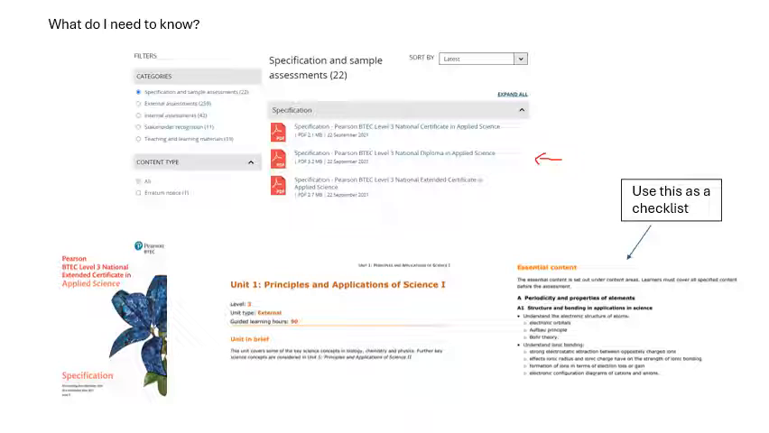You can get hold of this specification, and then you find Unit 1. And what we are interested in is this essential content. That is exactly what you need to know. If you print it off, you can use it as a checklist. They cannot ask you anything which isn't there. I mean, obviously, it doesn't explain anything, you know, it doesn't explain what the Aufbau principle is. But that tells you exactly what you need to know. And if it's not there, you don't need to know it.